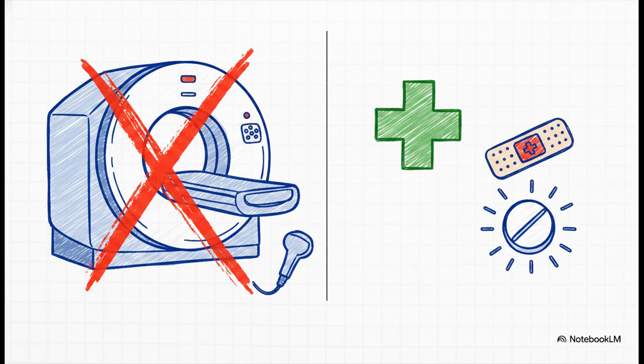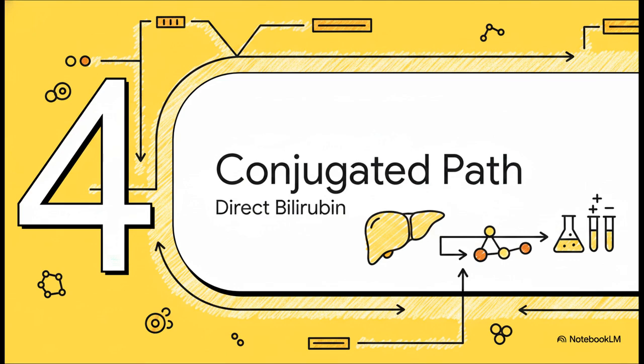Now here is a massive takeaway. If your patient is predominantly unconjugated, do not send them for scans. Imaging is usually not indicated. Just skip it. Instead, channel all that energy into finding and treating the underlying cause. That might mean managing a hemolytic disorder, treating sepsis, pulling them off a toxic drug, or just reassuring someone with Gilbert syndrome. Let's rewind and take the other route.